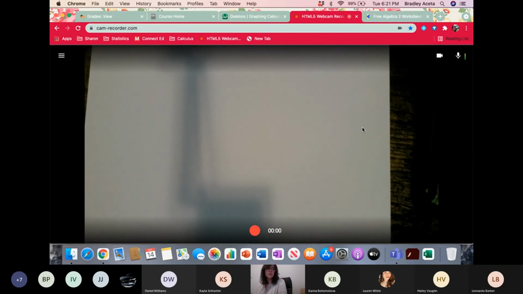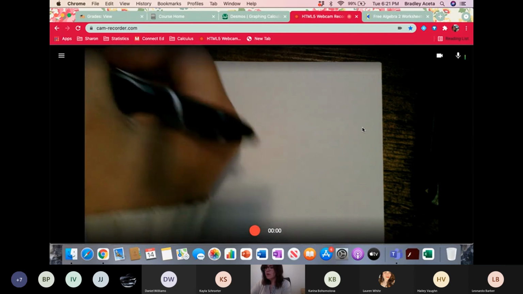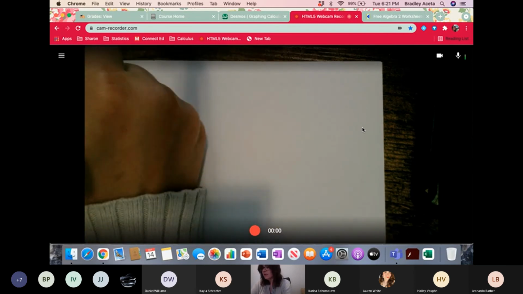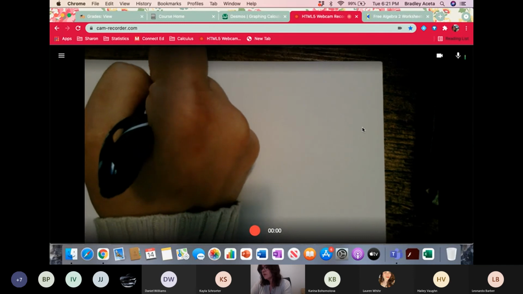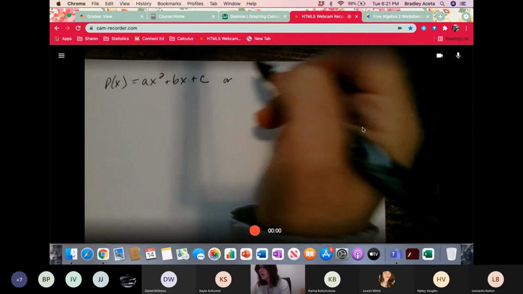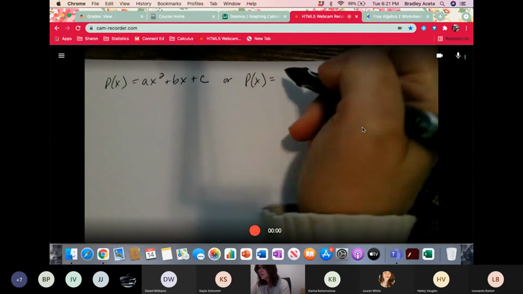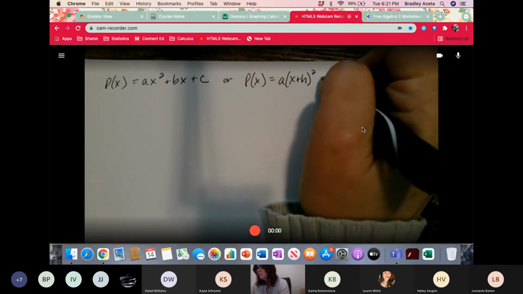All right, so let's do another concept here. Your quadratic function can be written in standard form as p of x equals ax squared plus bx plus c. Or, obviously, in vertex form, p of x equals a times (x plus h) squared plus k.